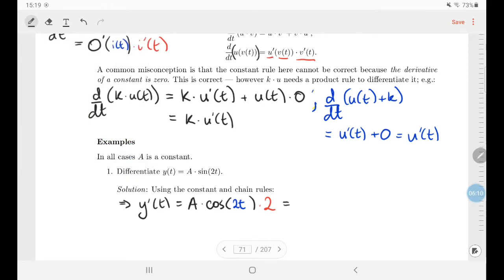I end up with, now one small thing, you can't multiply the 2t by the 2. This just doesn't make sense. It's cos of 2t times 2. So rather than people getting confused by that, you should do a by 2 by cos 2t, and then if you want, a by 2 is the same as 2 by a. So 2a times cos 2t.